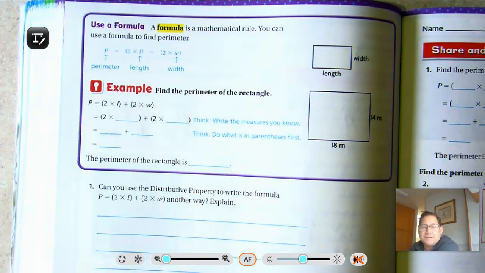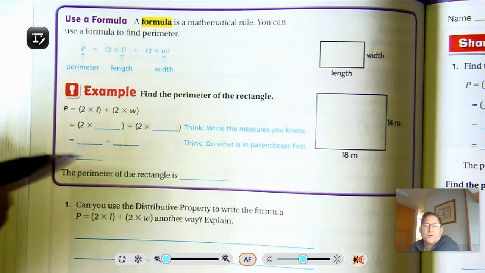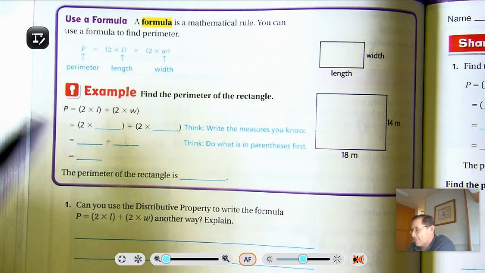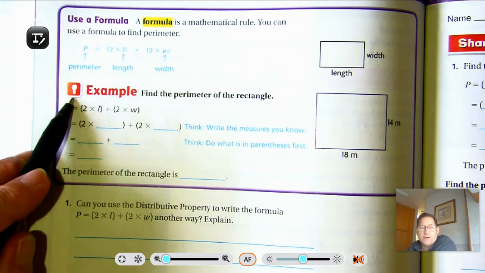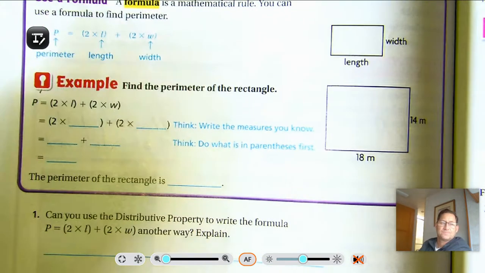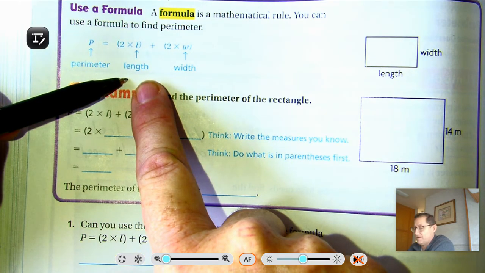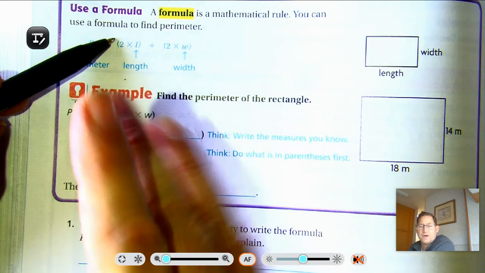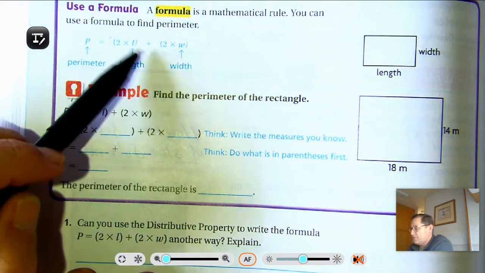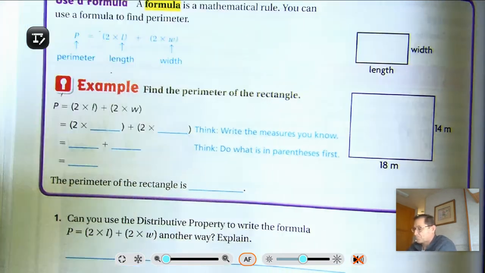A formula is a mathematical rule. You can use a formula to find perimeter. So the formula for perimeter of a rectangle is P, which stands for perimeter, equals 2 times the length, where L is the length, 2 because opposite sides are the same, plus 2 times W, where W is the width. Okay.